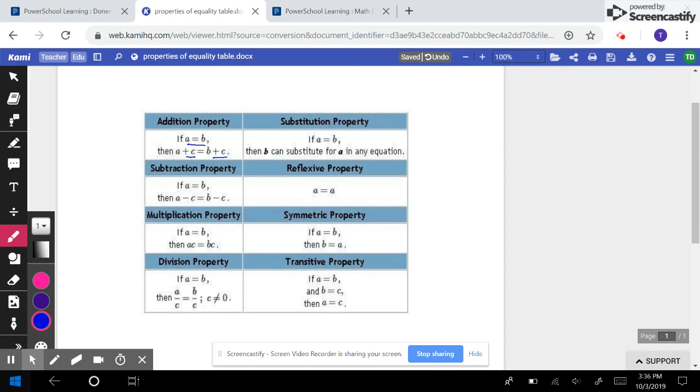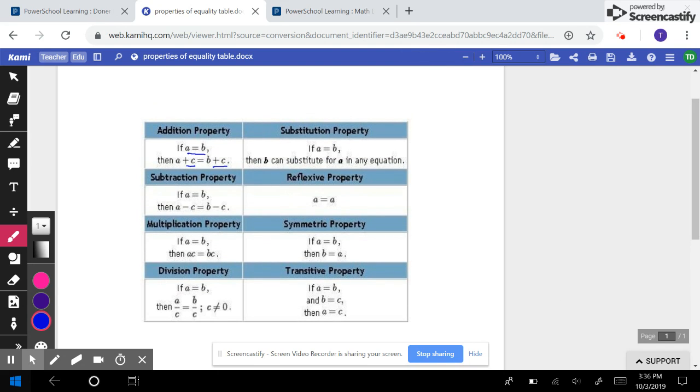The multiplication property tells us that if we have two things that are equal, again, A is equal to B, then we can multiply the same thing on both sides and still have them equal each other. So for this, we have A times C is equal to B times C.